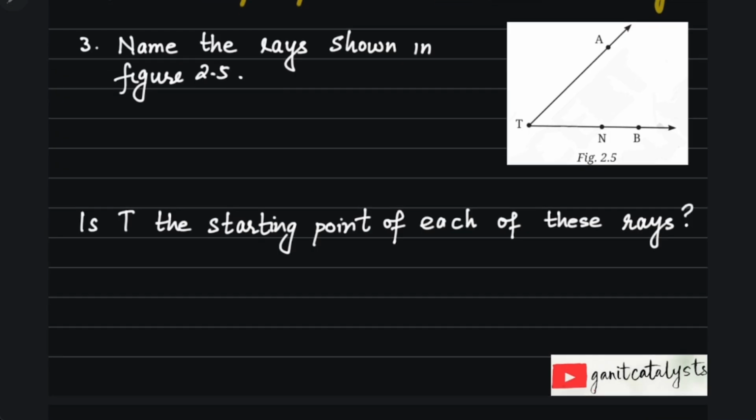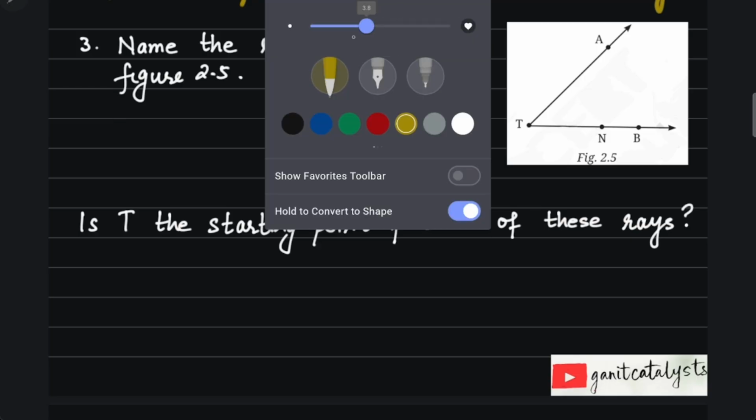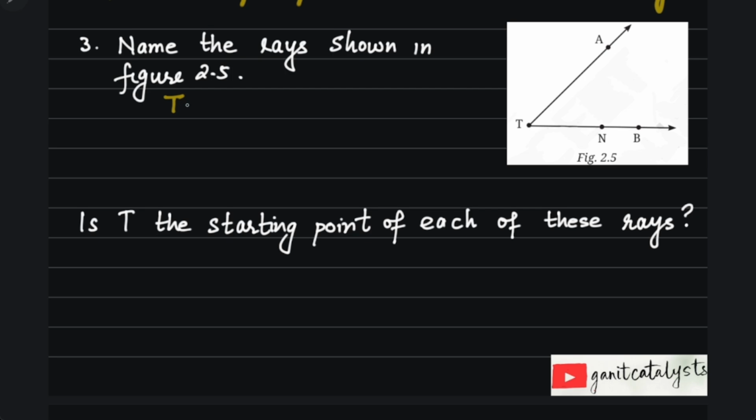Next question. Name the rays shown in figure 2.5. Here 2.5 is there. Name the rays. So you can see which are the rays. The first ray is TA. A ray is denoted by a line with a one-sided arrow. Then we have TN. Then we have TB also. And starting from N, there is ray NB.